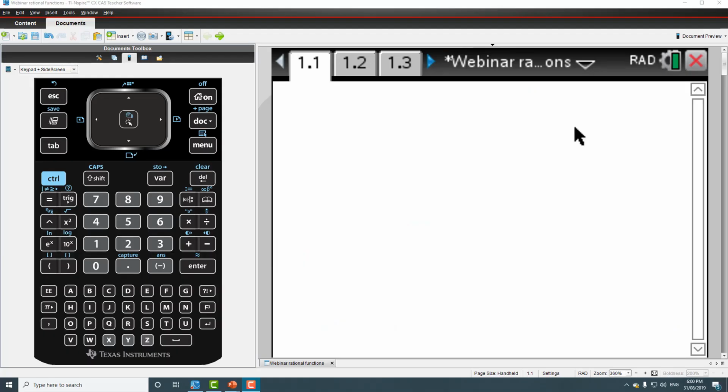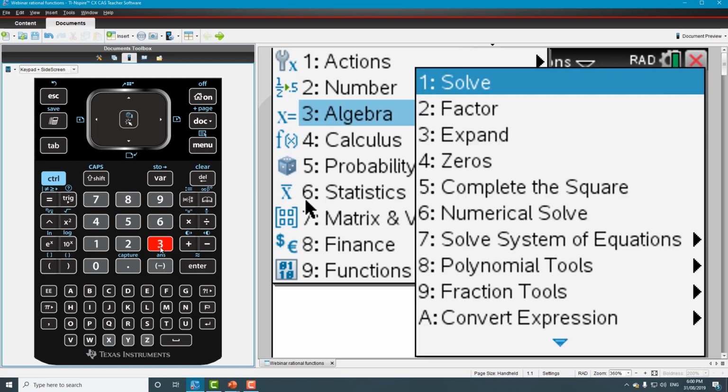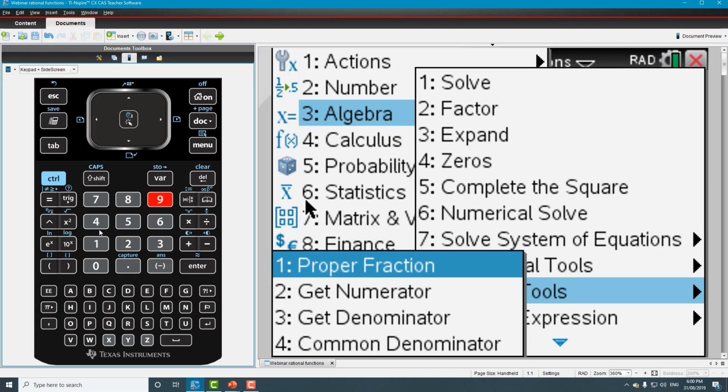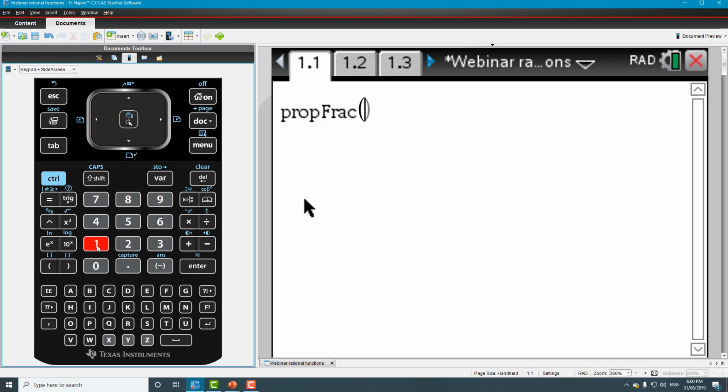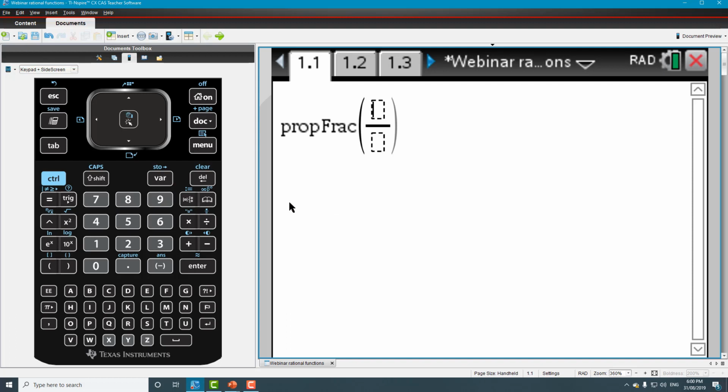So let's see how we can use the calculator to determine the asymptotes. We should be on the calculator page. We go to menu and you'll see number 3 is algebra, and under that you'll see fraction tools, which is number 9, and then the first of them is proper fraction. I'll use the fraction template and put in our first rational function, which is very straightforward, and when I click enter, I will realize that the quotient in this case would be 0, and the calculator obviously is not going to display a 0 quotient.